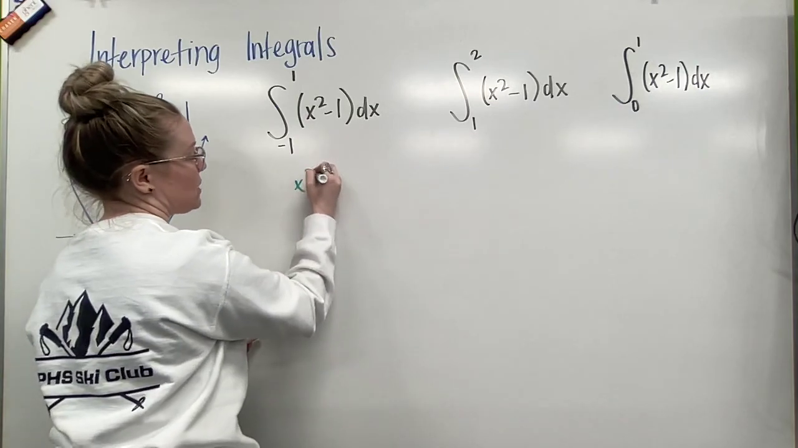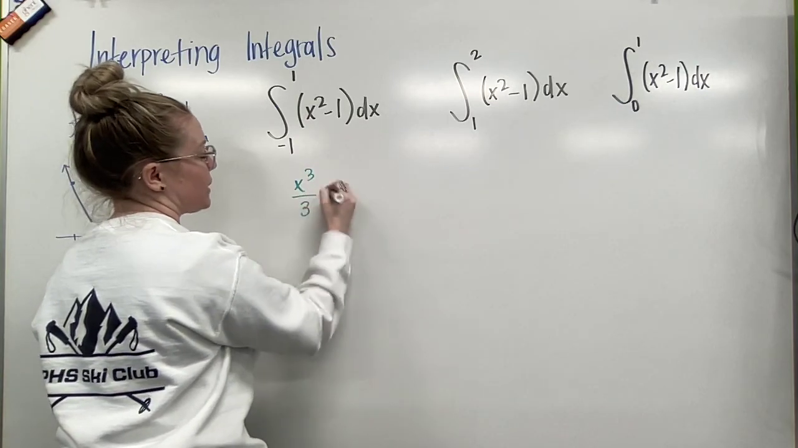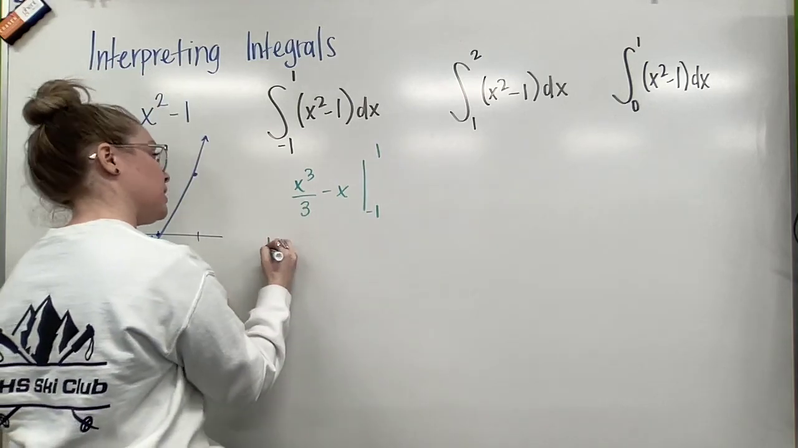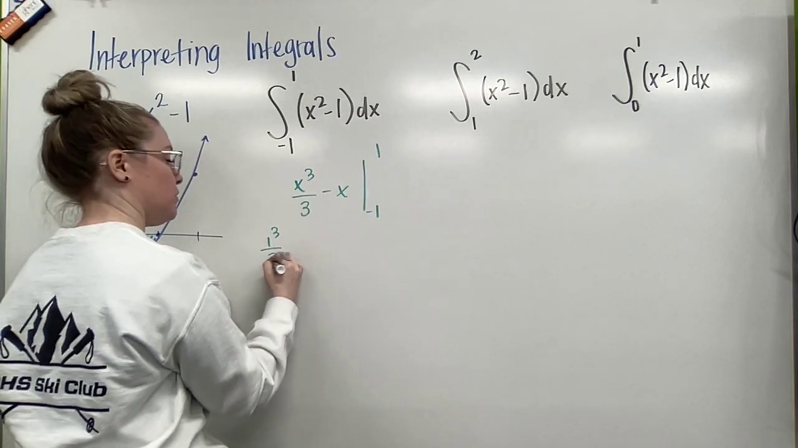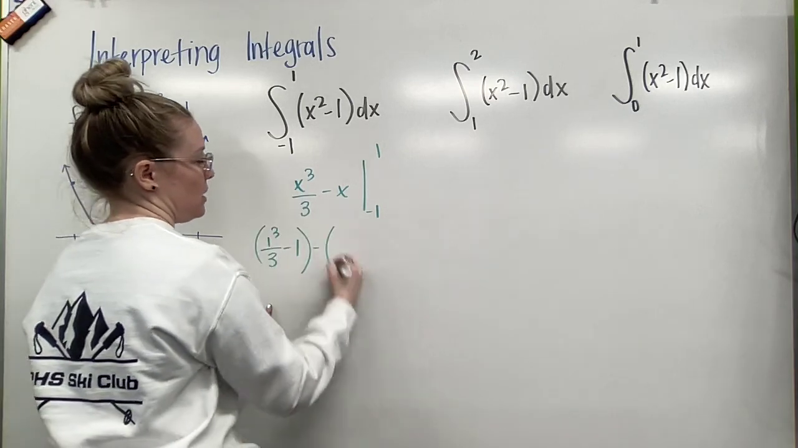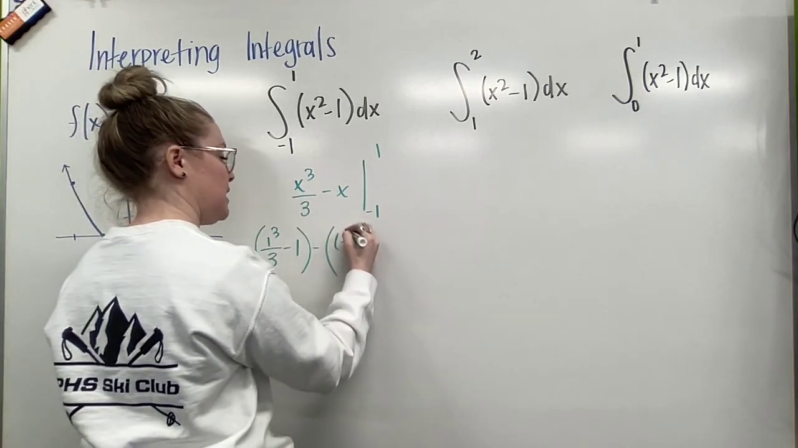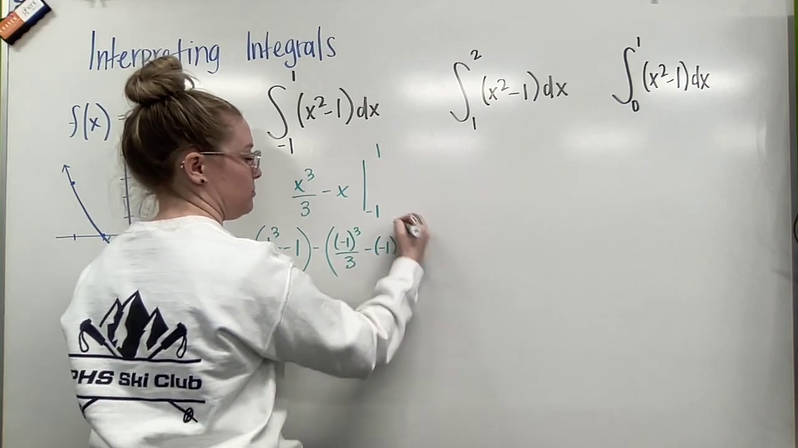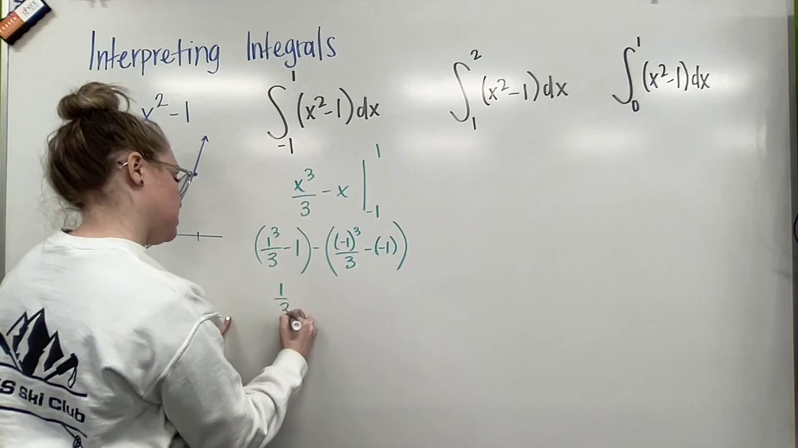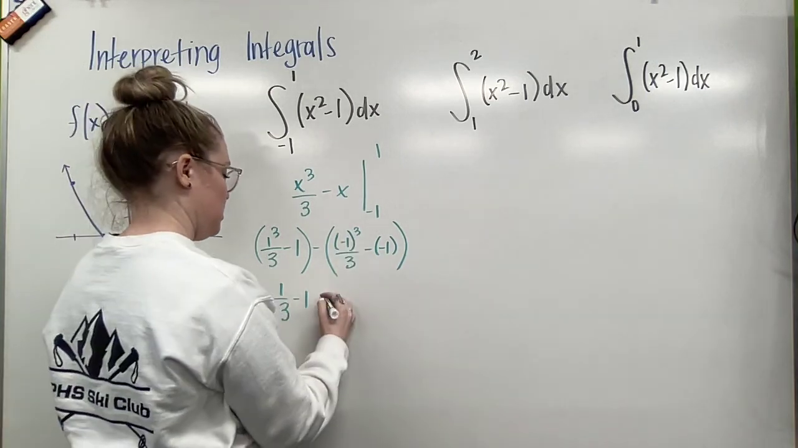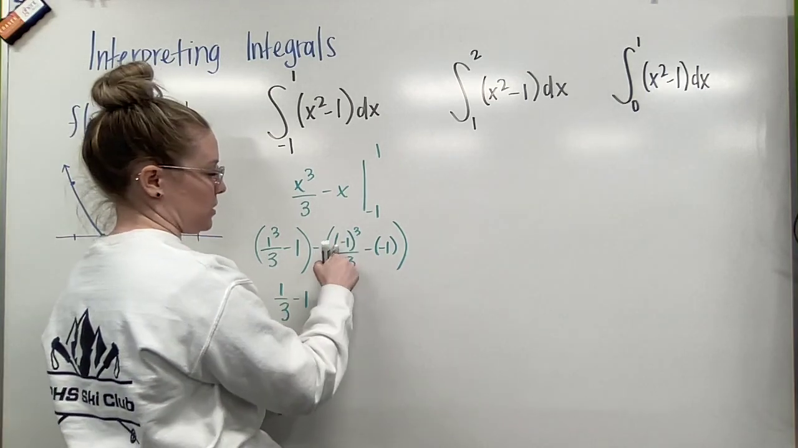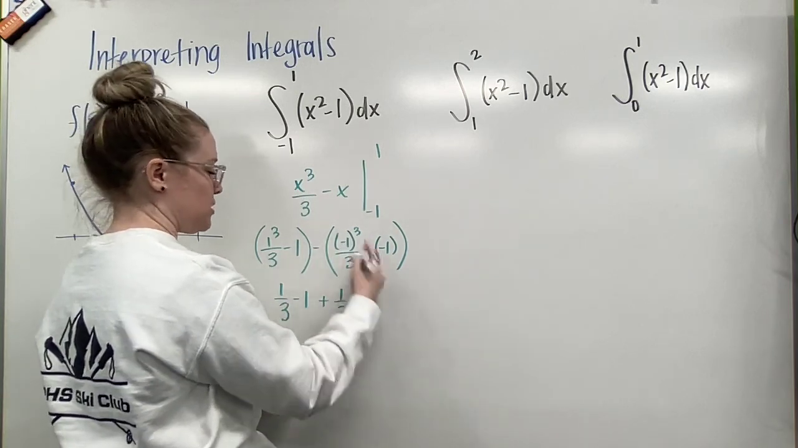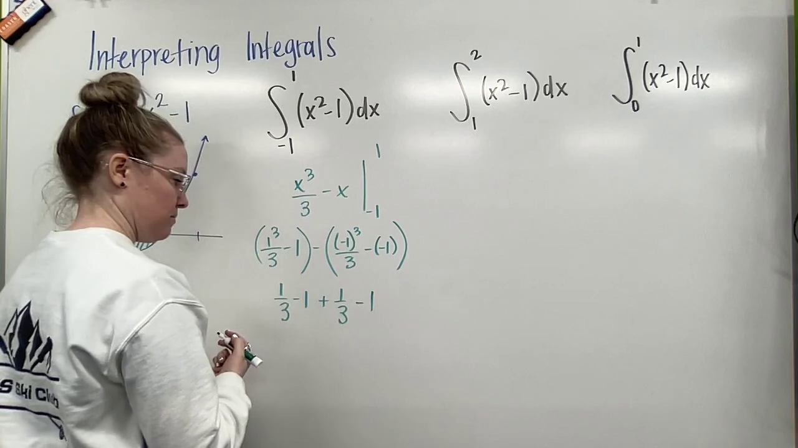Antiderive, so I'm going to get x cubed over 3 minus x, and I'm going to evaluate from -1 to 1. So I plug in 1, that's 1 cubed over 3 minus 1, and I'm going to subtract, I'm going to plug in -1 cubed over 3 minus -1. So 1/3 minus 1, that's going to be a plus 1/3 because the negative cube stays negative, and then I'm going to subtract. This is plus 1, and then I'm going to minus it.